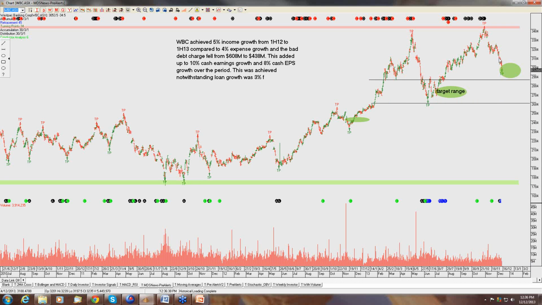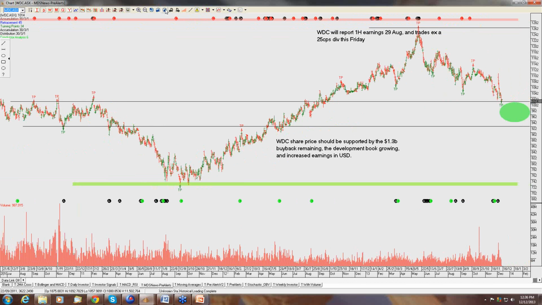Westpac, I think again in line with NAB and ANZ, we're starting to get down to levels that look interesting again for these banks. I'd expect it to find support over the next week or so at or near these levels.